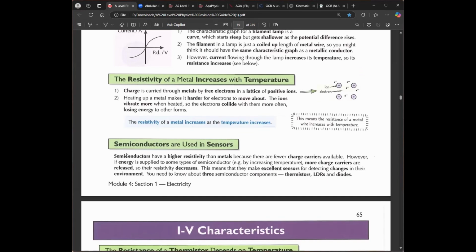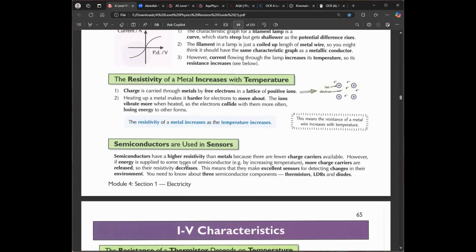Semiconductors are used in sensors. So semiconductors are something that are forward biased, which means that current can only flow through them in one direction and not the other, because the resistance in the other direction is very high. We don't need to know how they work. We don't need to know the principle behind them. We just need to know what actually happens. So semiconductors have a higher resistivity than metals because there are few charge carriers available. So that's the first thing.